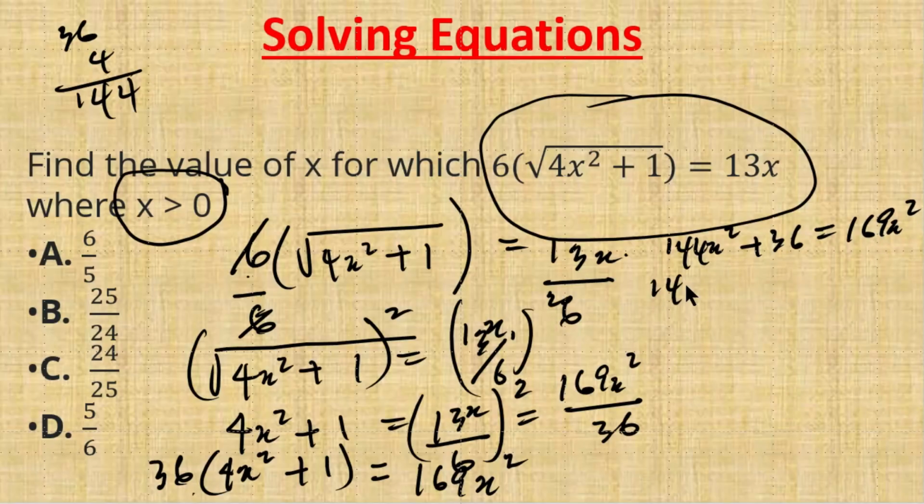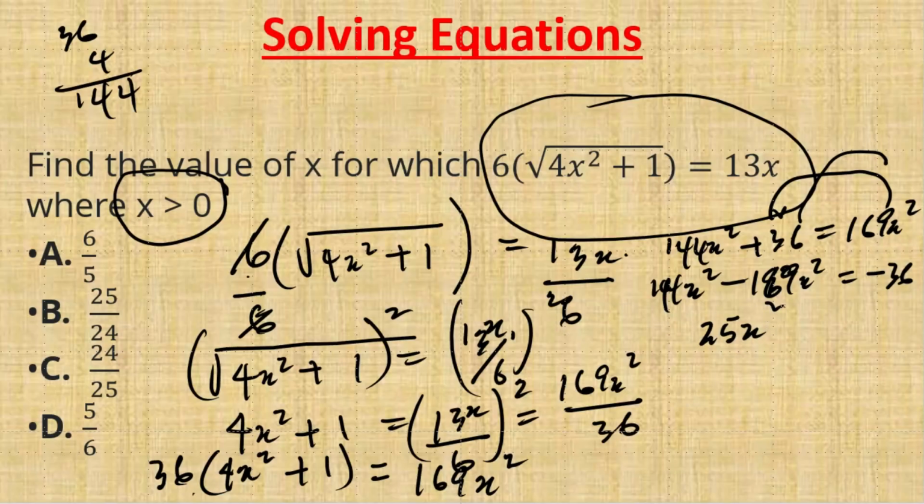Now, let's collect like terms. This is 144 minus 169 x squared equals minus 36. I've only moved this to this side and moved that to the other side. So 144x squared minus 169x squared is minus 25x squared, equals minus 36. Minus will cancel minus, so my x squared will be equal to 36 over 25.